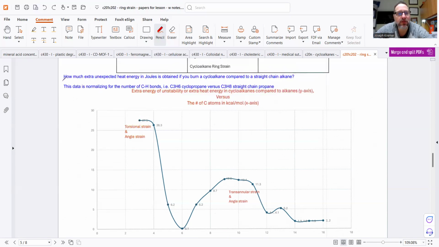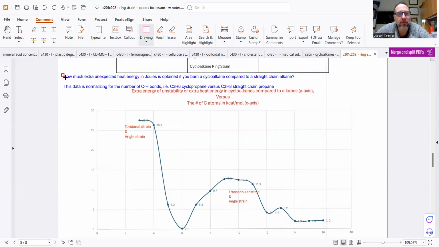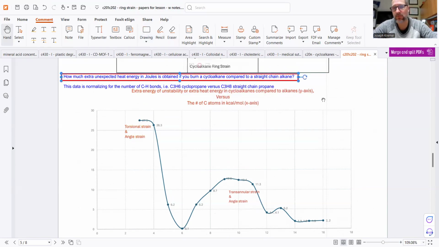The notes I put up here are not to be forgotten. Don't want to forget this. So when you're looking at this graph, to bring it home, they could say how much extra unexpected heat energy in joules is obtained if you burn a cycloalkane compared to burning a straight chain alkane.